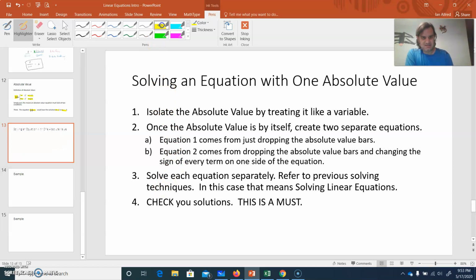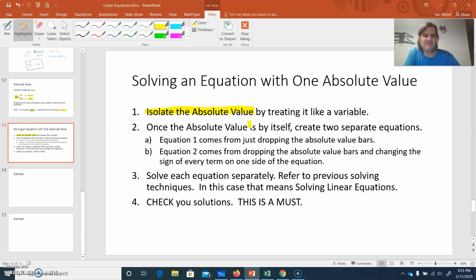Okay, to keep it kind of consistent and go off some of the rules that we already have, I'm going to say that if you have an equation with an absolute value that you're trying to solve, isolate the absolute value. That means if you have the absolute value of something, get that absolute value by itself. So you can treat it like it's a variable and use all the techniques we have used to get variables by itself. Okay.